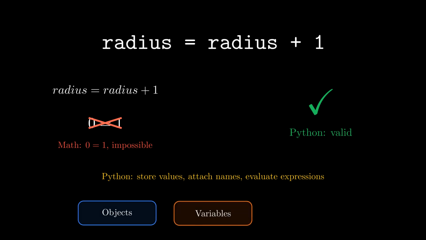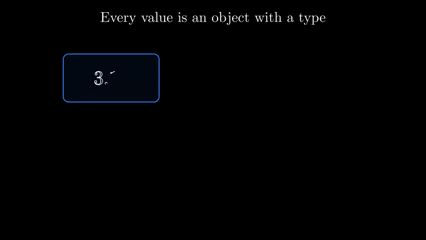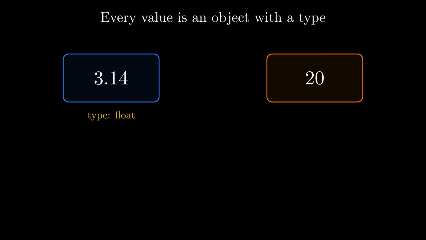Three ideas drive everything here: objects, variables, and expressions. Every value in Python is an object, and every object has a type. The number 3.14 is an object of type float. The number 20 is an object of type int. The type matters because it tells Python which operations are valid on that object.